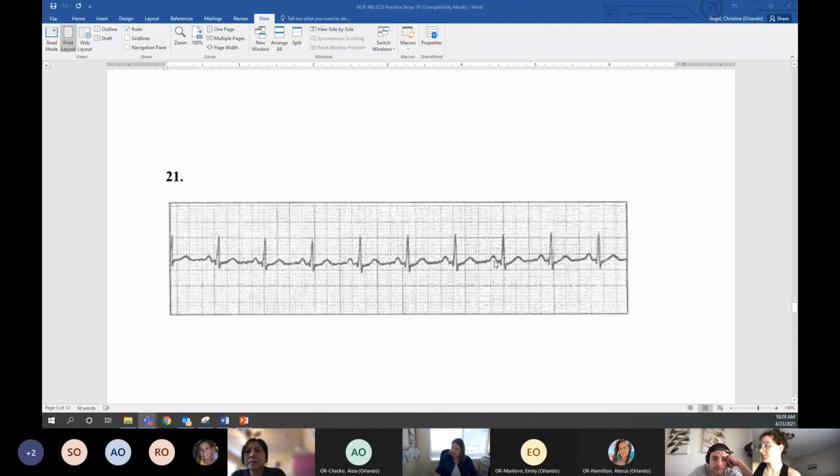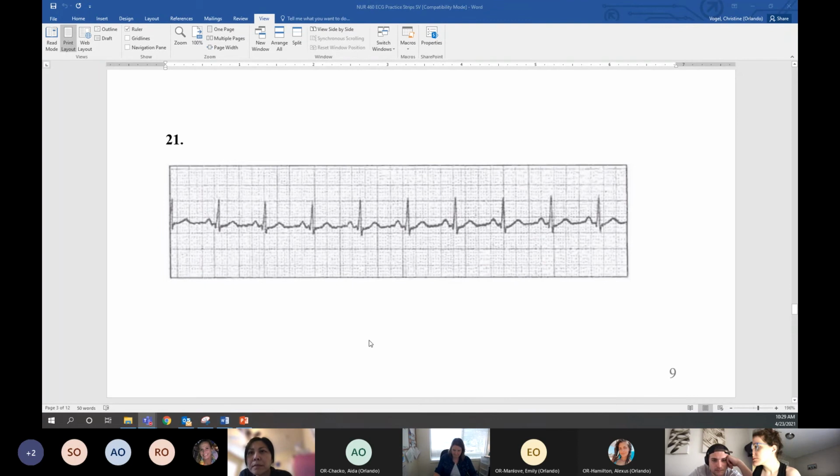All right, what do we have here? Is it sinus tach? This is a sinus rhythm for sure. I'm just counting right now. I see a beat right here, but 1, 2, 3, 4, 5, 6, 7, 8, 9, 10. It's around 100. So this would actually be a normal sinus rhythm.